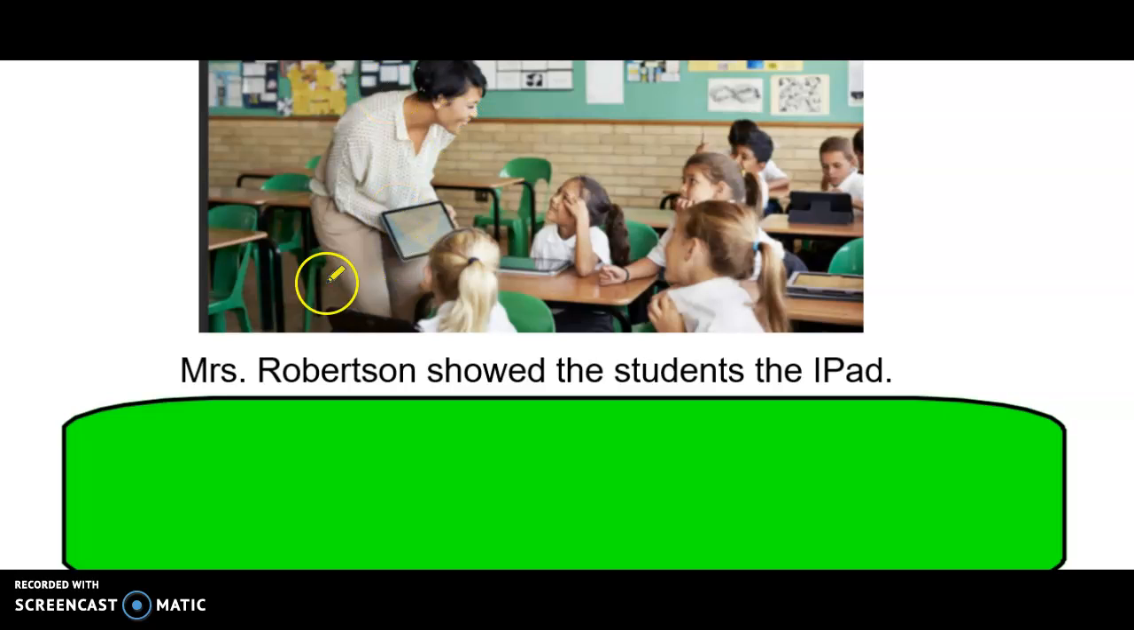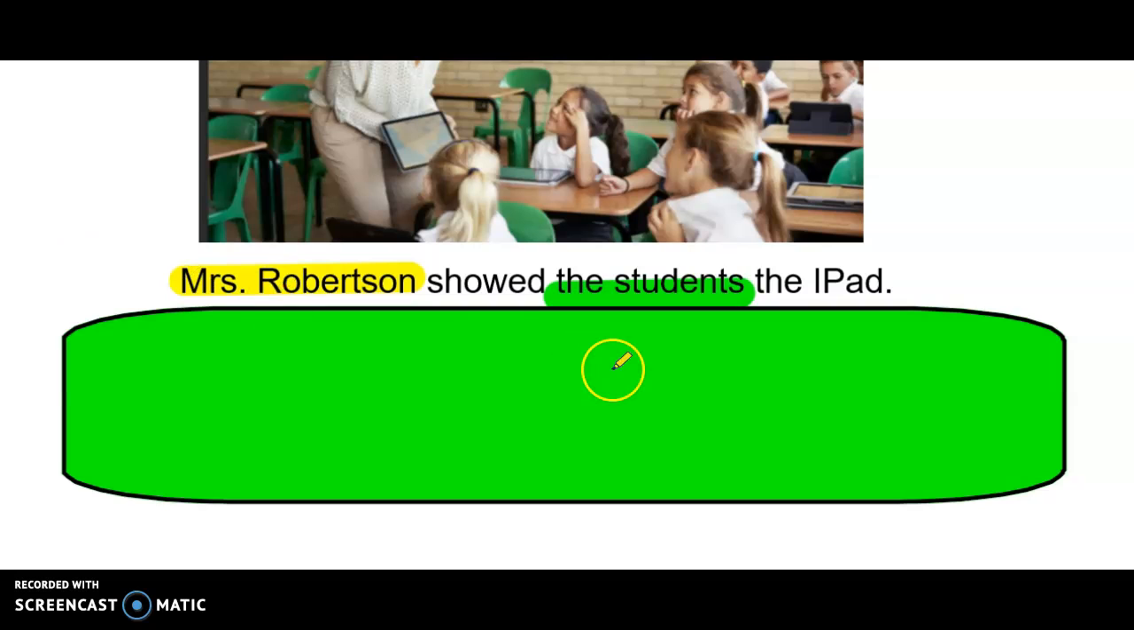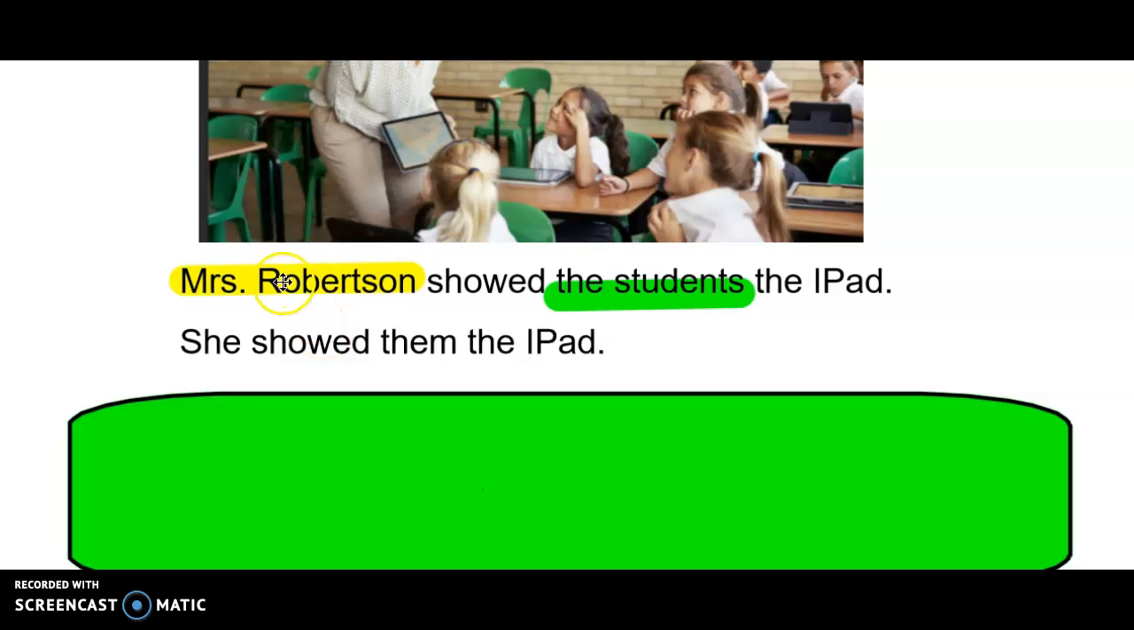Okay, so again, Miss Robertson's going to be my subject. She's doing the action of showing. The students is going to be my object. They were receiving the show from Miss Robertson. So if I wanted to replace those words with pronouns, I might say she for Miss Robertson, because I need singular female, a subject. Showed the students, so I would use them, the iPad, okay, because I need a plural pronoun here to replace students.